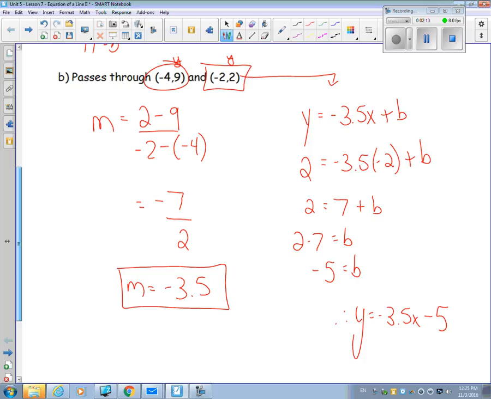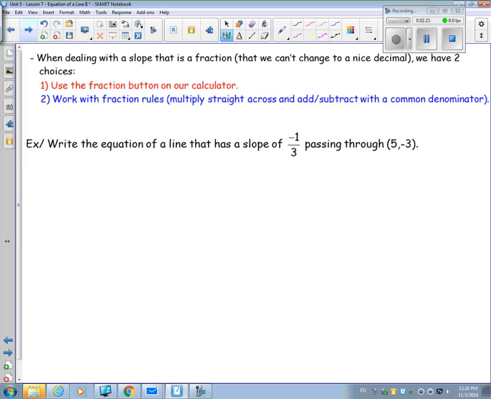Okay, these two both worked out pretty nicely. We had whole numbers for the first one, we had a nice decimal for the second one, but what about the situation where we don't have nice numbers? How are we going to deal with that? So, if we have a fraction, we have two choices. We can deal with fractions, knowing our fraction rules, adding, subtracting, multiplying, or we can use the fraction button in your calculator. I'm not really picky which. I think the fraction button is a little bit easier from your calculator, but you're going to have to go back and remember how that works.